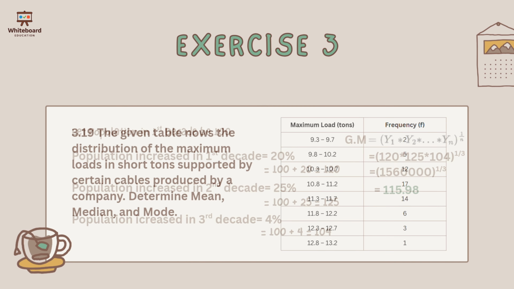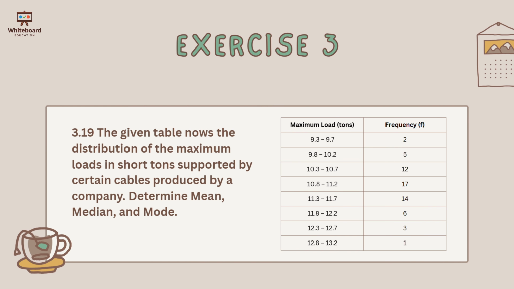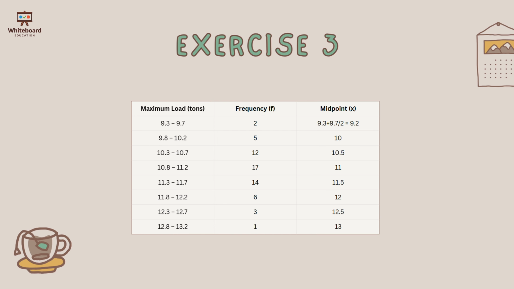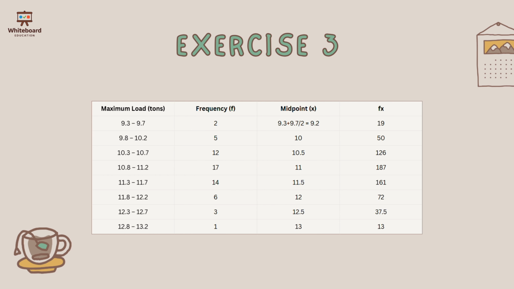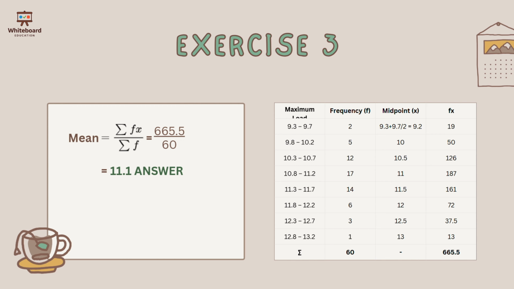Next is question 3.19. The given table shows the distribution of the maximum loads in short tons supported by certain cables produced by a company. Determine mean, median, and mode. Okay. First, as these are continuous classes, we can't find the mean directly. So we take the midpoints of the classes in this data. For that we add the lower limit 9.3 and upper limit 9.7 divided by 2. So it equals 9.5. And we perform the same for all the classes. Then, we multiply each midpoint with its corresponding frequency. After that we add the summation of frequency and the fx. So, now we can find the mean of this grouped data.